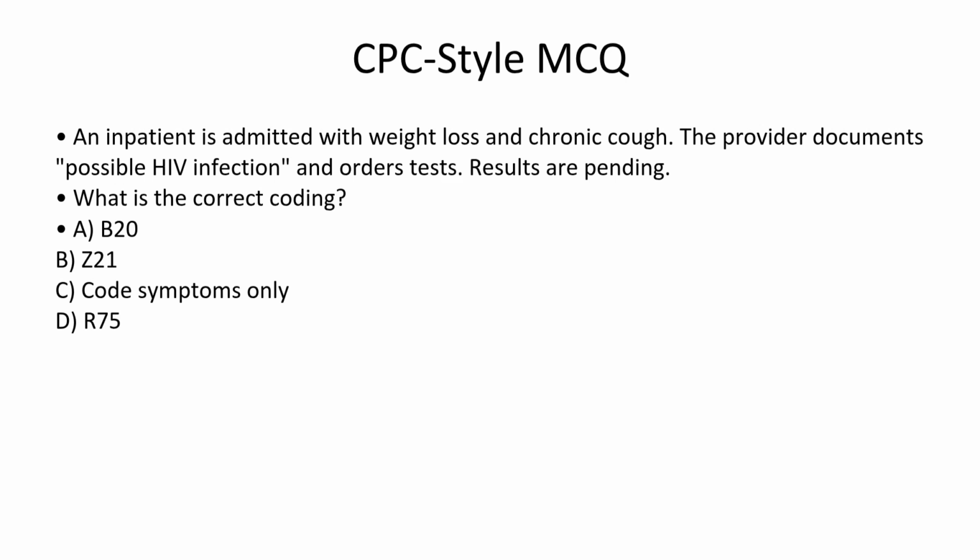So we should not assign B20 or Z21. We also do not assign R75 because there are no inconclusive test results yet. So we code only the symptoms like weight loss and cough. The correct answer is option C, code symptoms only.